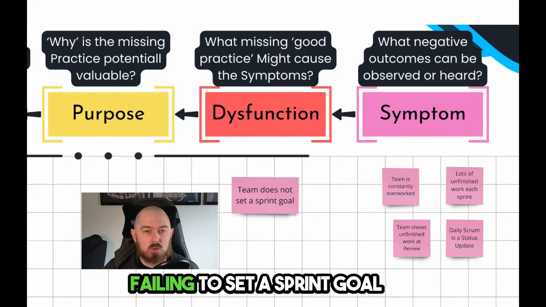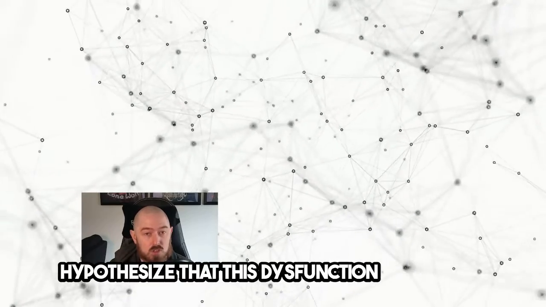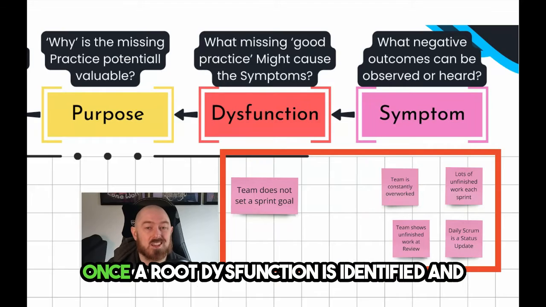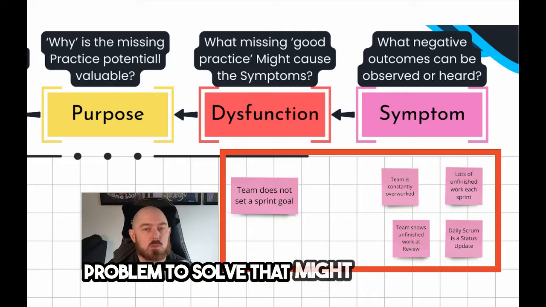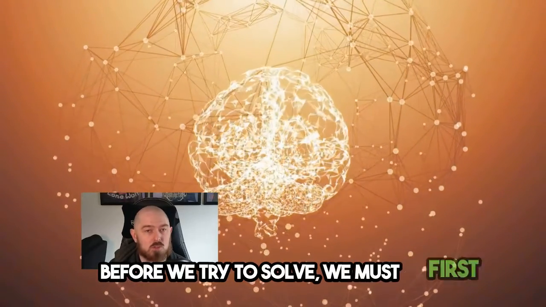Failing to set a sprint goal is a dysfunction to proper Scrum practice, and we could hypothesize that this dysfunction causes our negative outcomes. Once a root dysfunction is identified and connected to multiple symptoms, we now have a big win, a problem to solve that might impact many negative outcomes. Before we try to solve, we must first understand.